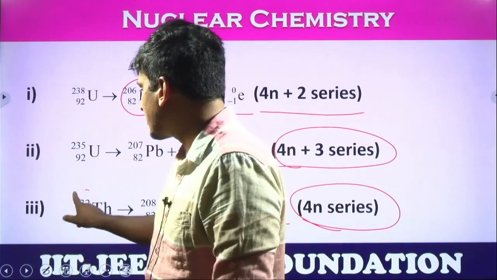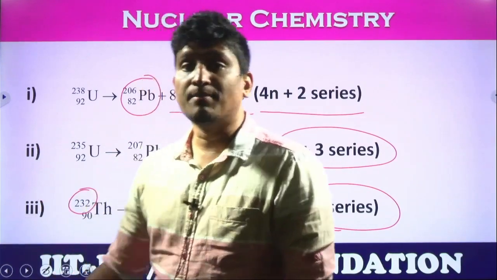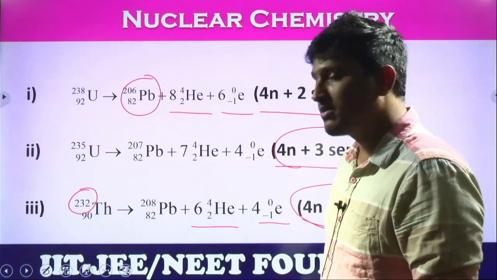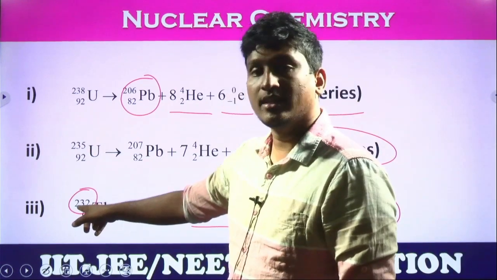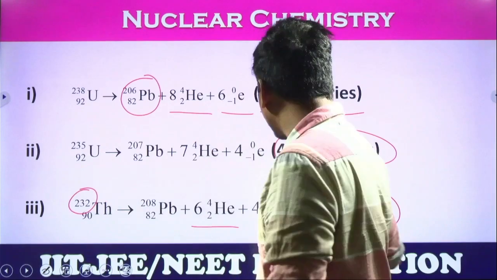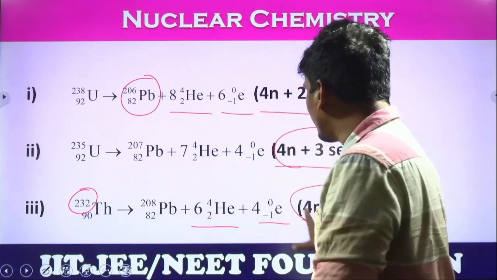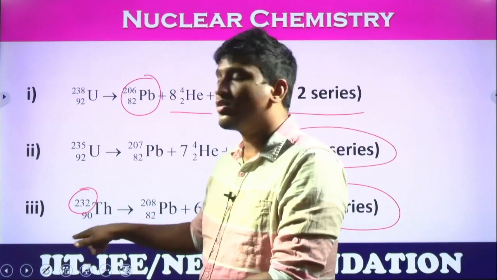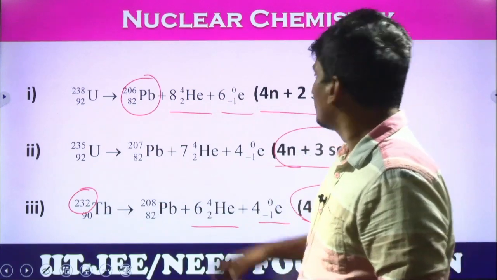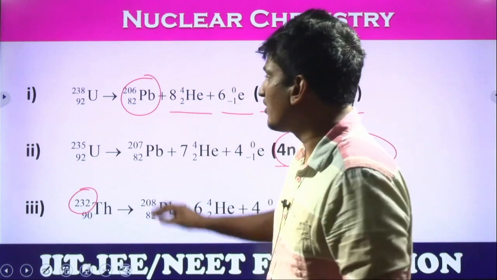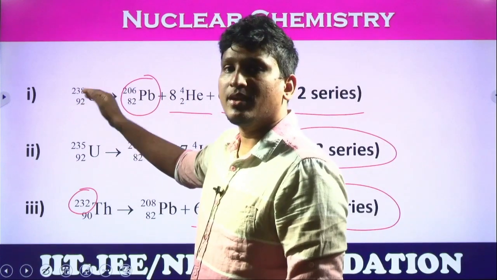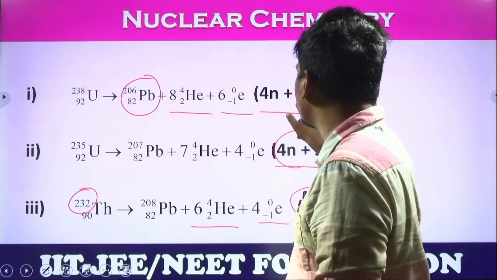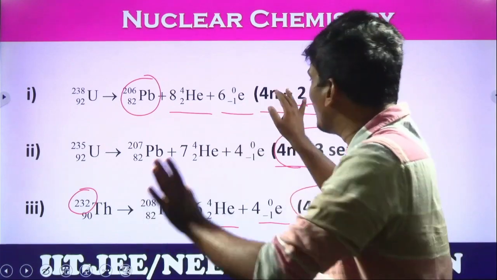Because look at the mass number of thorium, 232. It's a multiple of 4. Yes or no? It's a multiple of 4: 4 fives are 20, 4 eights are 32. Got the clarity? So that's why, since the mass number of thorium is a multiple of 4, this series is called the 4n series. Then why is this one called 4n+2? Because by dividing the mass number of uranium by 4, we get a remainder of 2. That's why it is called 4n+2.